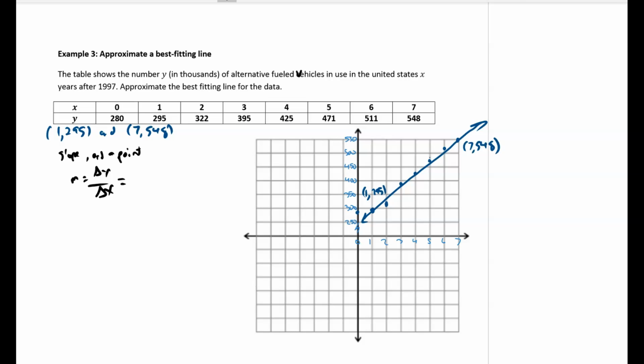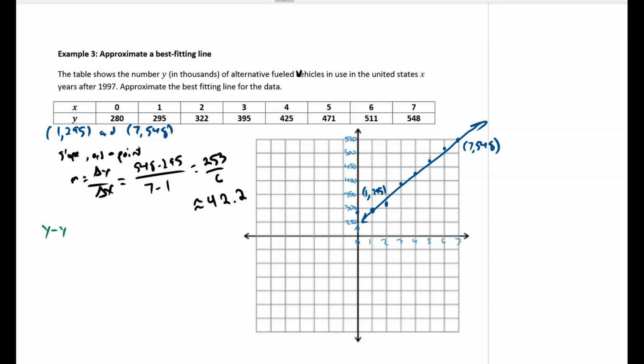Well, change in y values over change in x values, the difference of my y values, 548 minus 295, over my change in x values, 7 minus 1. Well, the denominator is easy to find, that's 6. The numerator is 253. This gives me a slope of about, I'm going to approximate to the nearest tenth, 42.2. So that's my slope. Well, I have a point and a slope. What formula can I use to write this equation? Yes, you're probably screaming to yourself, point-slope formula.